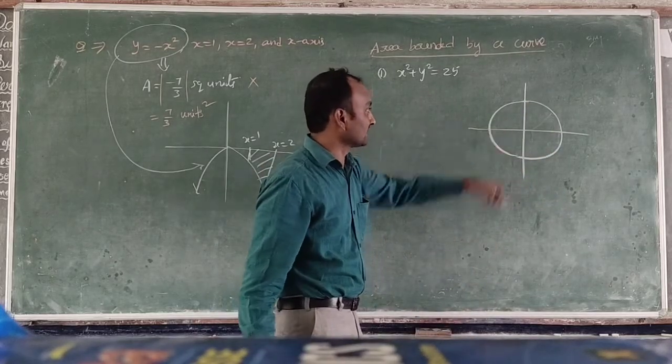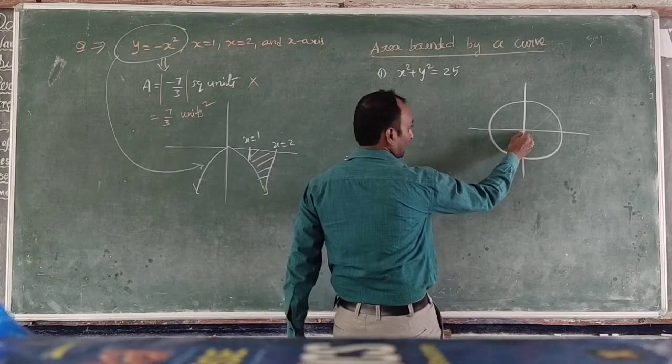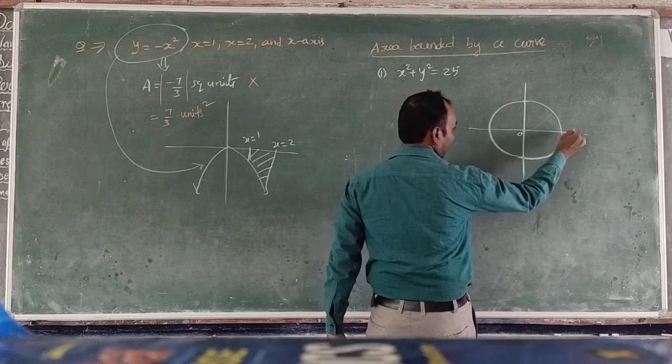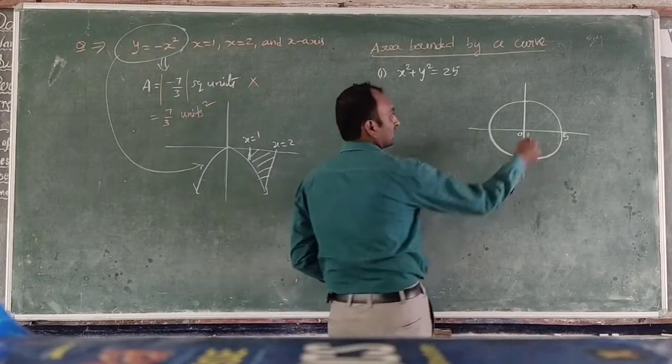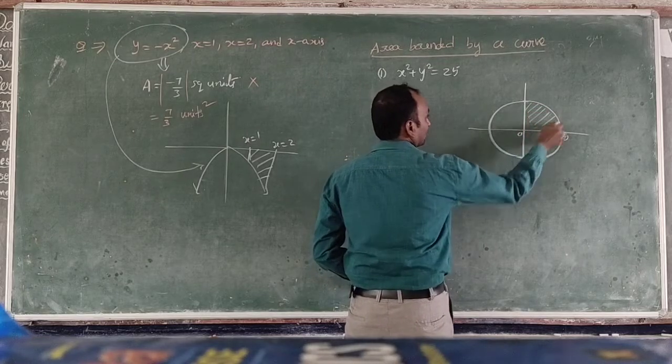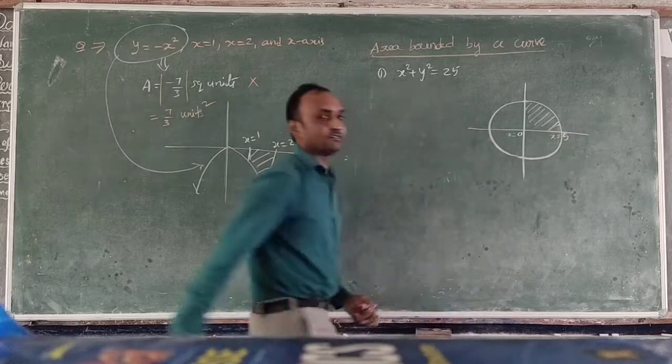This is the equation of the circle. This is the circle whose equation is here. The center is 0, 0 and the radius is 5 units. And I am going to find out this area by taking x is equal to 0, x is equal to 5.